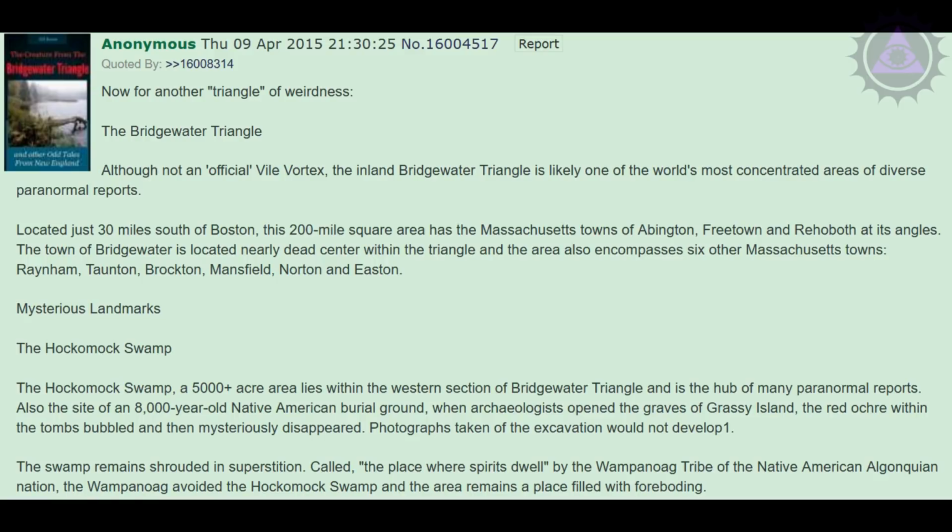Mysterious landmarks: the Hockomock Swamp. The Hockomock Swamp, a 5,000-plus acre area, lies within the western section of Bridgewater Triangle and is the hub of many paranormal reports. Also the site of an 8,000-year-old Native American burial ground. When archaeologists opened the graves of Grassy Island, the red ochre within the tombs bubbled and then mysteriously disappeared. Photographs taken of the excavation would not develop. The swamp remains shrouded in superstition. Called the place where spirits dwell by the Wampanoag tribe of the Native American Algonquian Nation, the Wampanoag avoided the Hockomock Swamp and the area remains a place filled with foreboding.